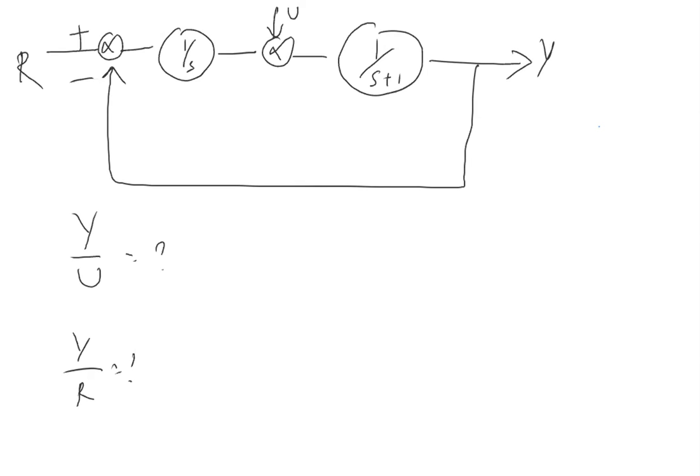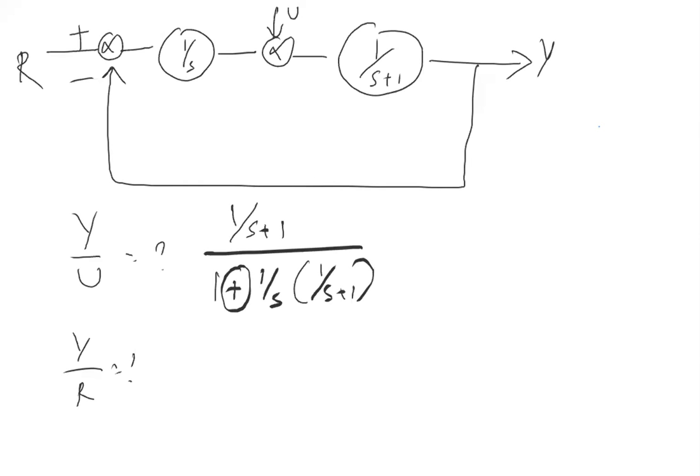So what is the answer? Now what is y by u? What is the transfer function between y and u, which is 1 by s plus 1, divided by the product of all the transfer functions, 1 plus 1 by s into 1 by s plus 1. Why have I written plus here? Because this is minus. This minus will lead to plus here. Suppose this is plus, this is minus here.